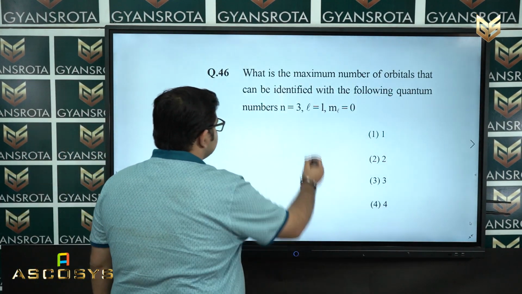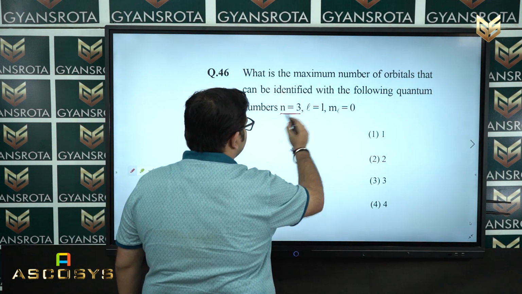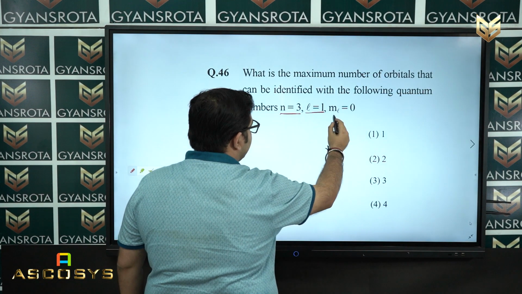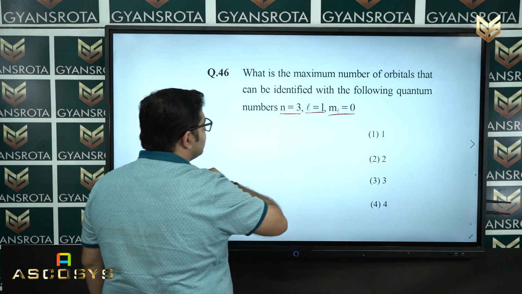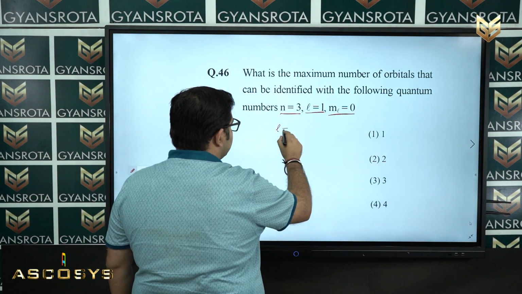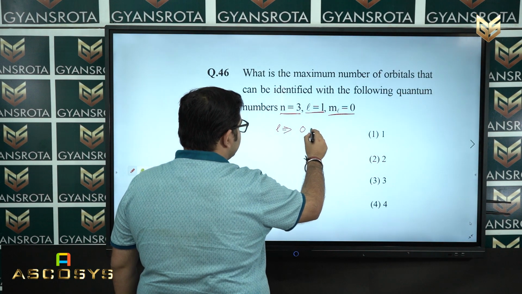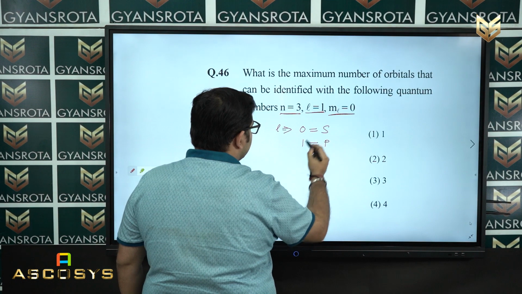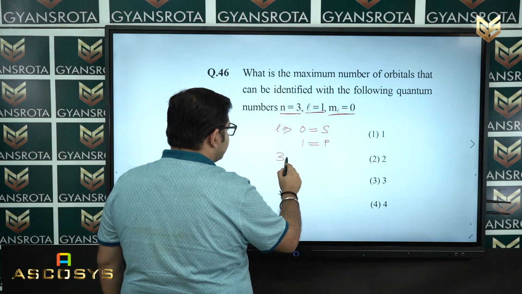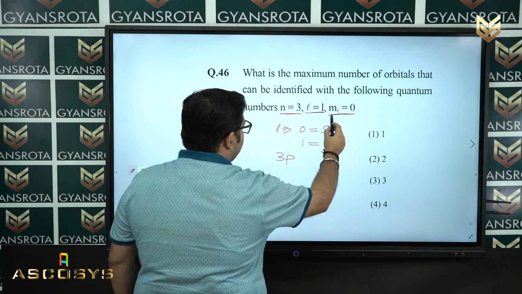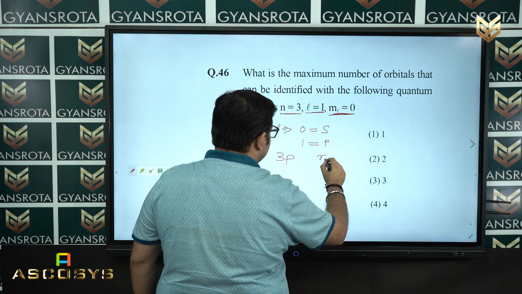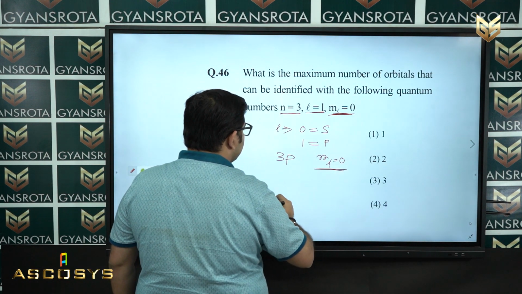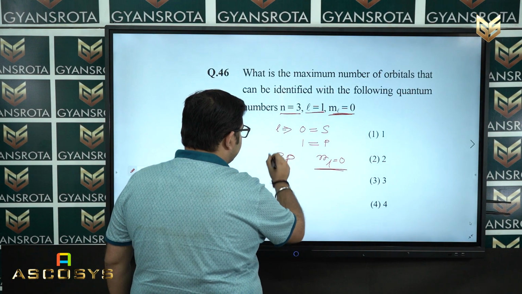If you see here, the principal quantum number is given as 3, the l value is given as 1, and the ml value is 0. The l value 0 is for s, 1 for p, so it is sure that it will be a 3p. Now the ml value is given as 0, which means only one subshell in the p orbital will be present.